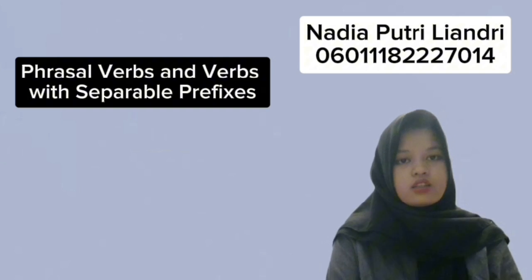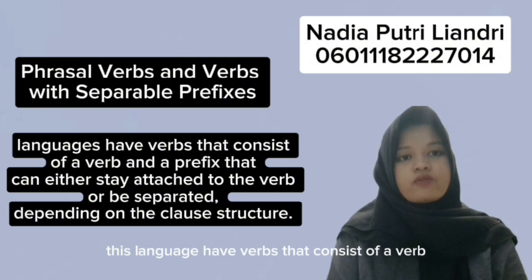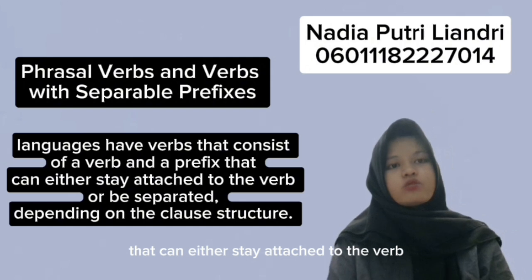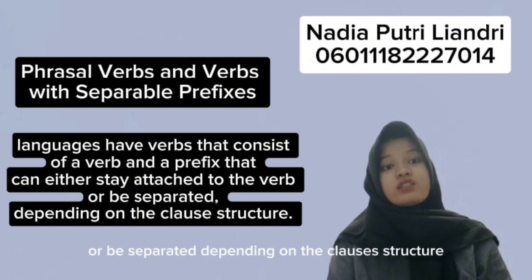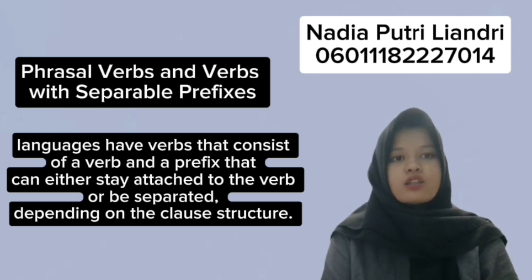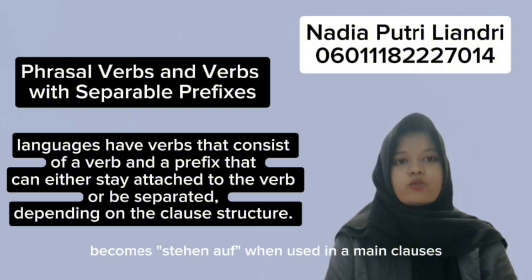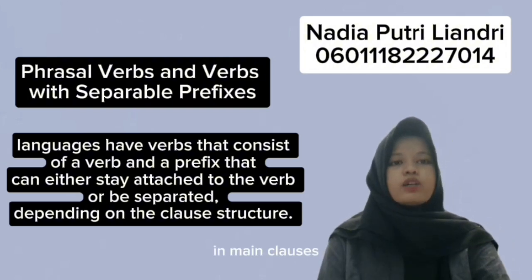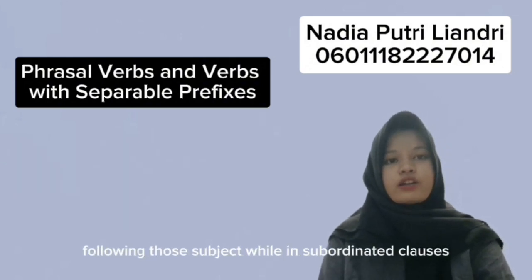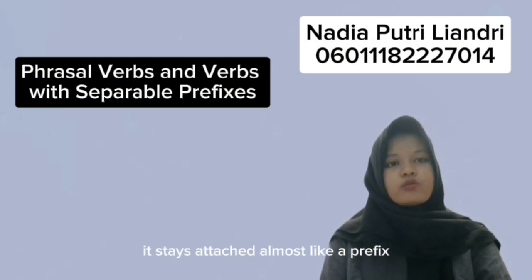The next is separable prefix verbs. Some languages have verbs that consist of a verb and a prefix that can either stay attached to the verb or be separated depending on the clause structure. For example, in German, the verb "aufstehen," to stand up, becomes "steht auf" when used in a main clause. In a main clause, the prefix often appears separated from the verb, following the subject, while in a subordinate clause, it stays attached, almost like a prefix.